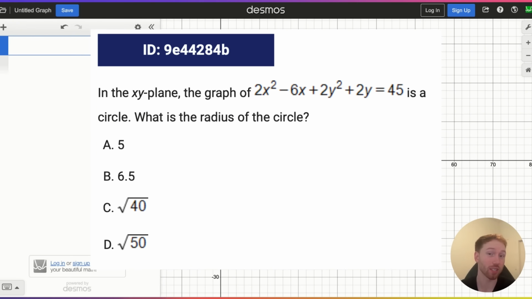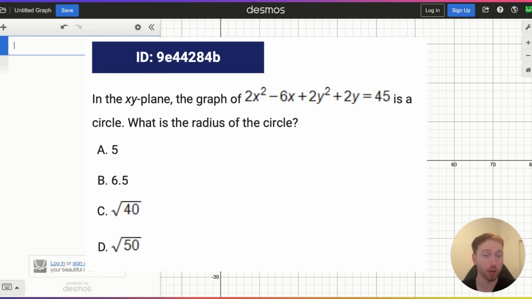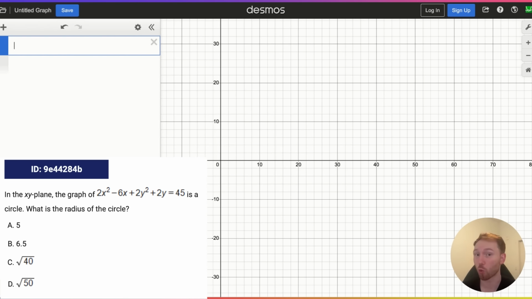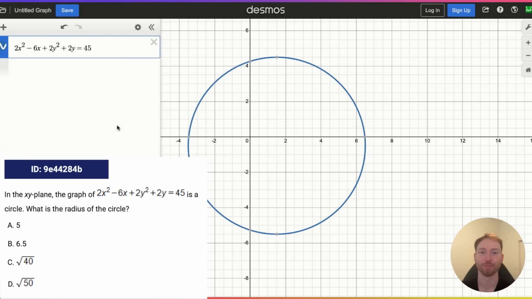It's asking me the radius of the circle, but this is clearly not written in normal circle form. We're gonna have to do something called completing the square to solve it, and that's a pretty horrible algebra-dense way to solve it. Instead, we can just go ahead and plug this equation into Desmos. So you can see after plugging this in, I get a circle.